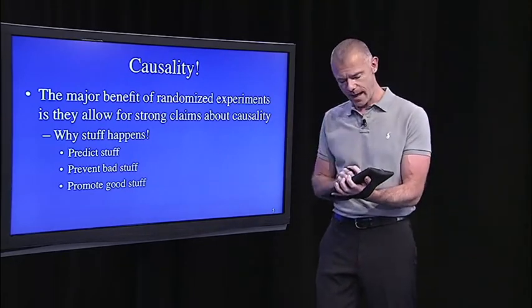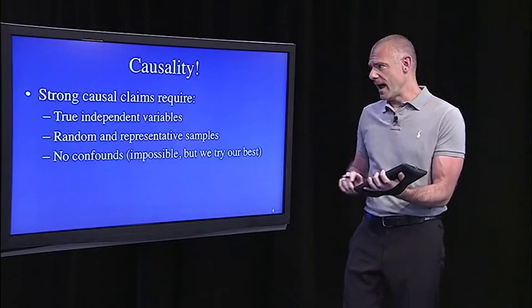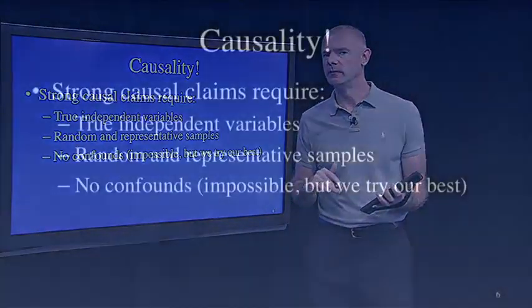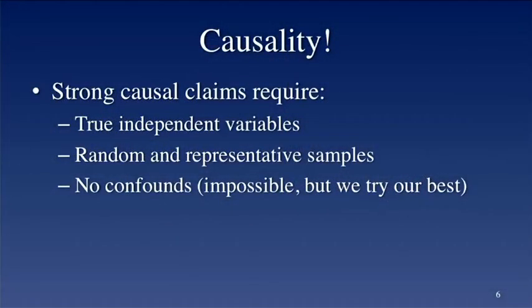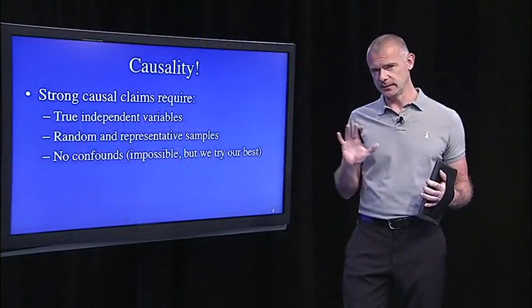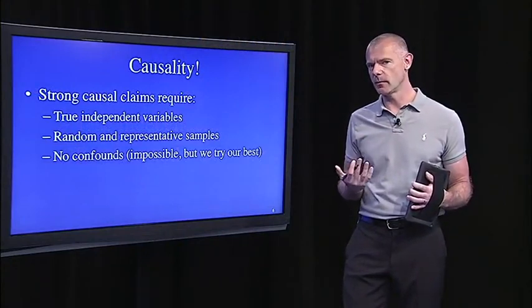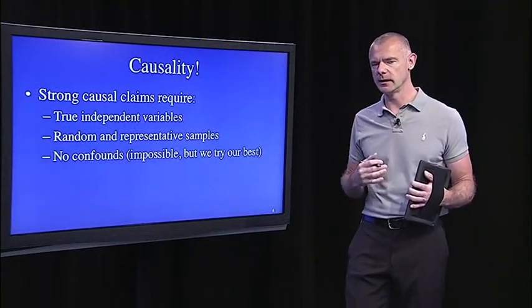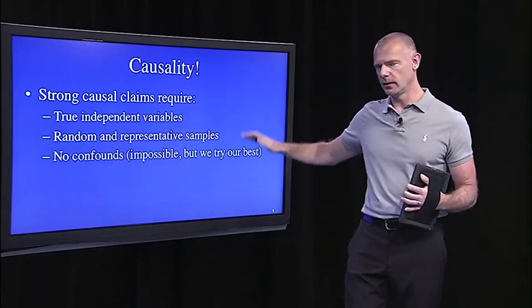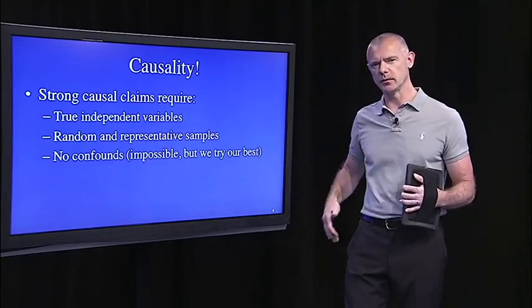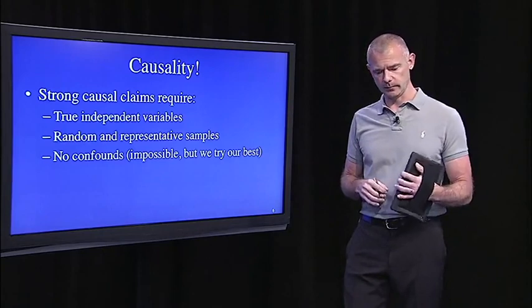In order to do that, we have to have true independent variables, and I'll explain what I mean by that in a moment. We have to have random and representative samples in our experiments. And we have to have no confounds in the experiments. That's an impossible ideal, but good scientists, good experimentalists do their best to get no confounds. And again, as we go through the examples, I'll talk about what I mean.